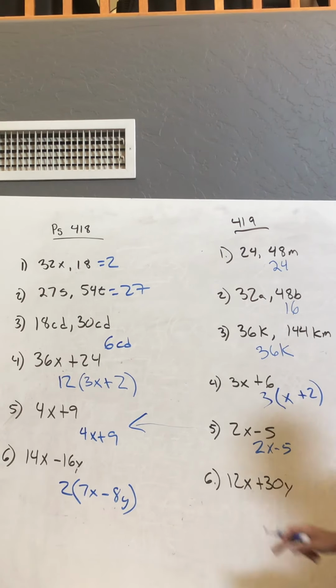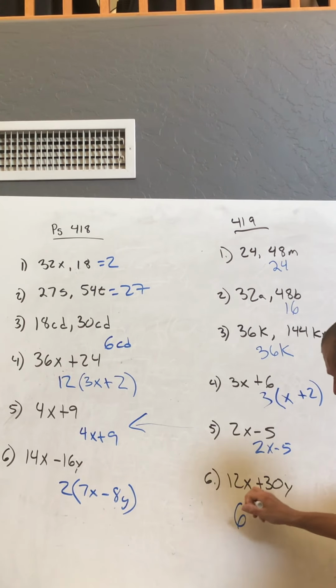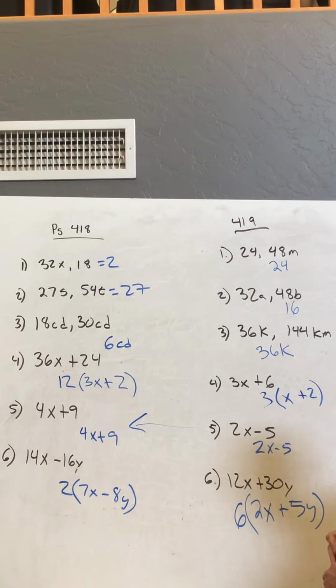Okay, what goes into 12x and 30y? Let's see here. How about a 4? No. How about a 6? Yes. 6 times 2x plus 6 times 5y. Okay? That is how you do it. Don't forget to take the variable with you.